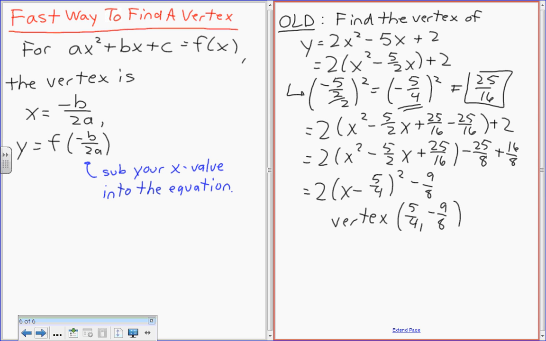There's fractions. There's a lot of ways to go wrong because you have to remember to multiply this by 2 and everything like that. I'm going to show you the new and efficient way with no sweat. Are you ready for it? Okay.